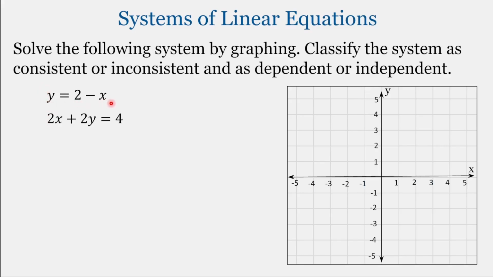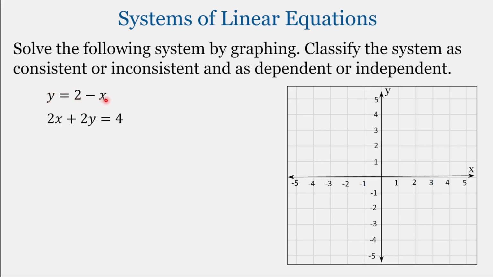Today, we're not going to have the equations in any particular form. This first equation is similar to slope-intercept, but it's not quite there. And then the second equation is in standard form. How you choose to graph these equations is up to you. But I'll discuss why I am choosing a particular method. So with this first equation, we have y equal to 2 minus x. This is not slope-intercept, but it is similar.